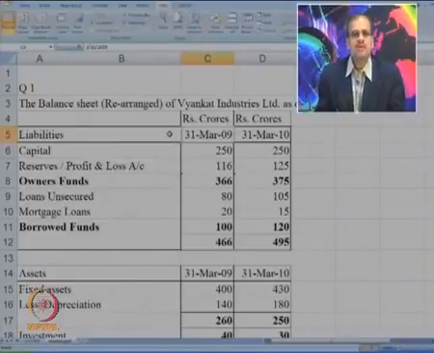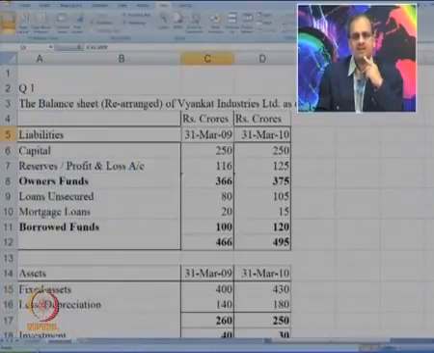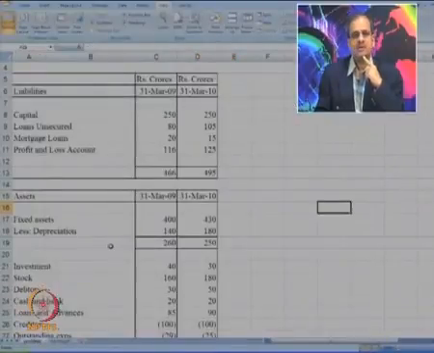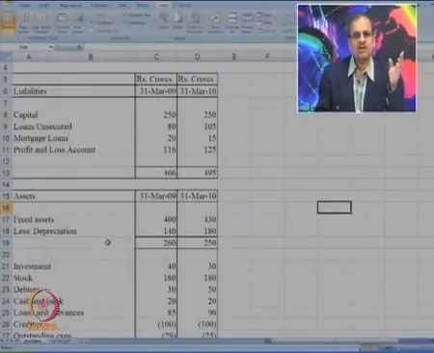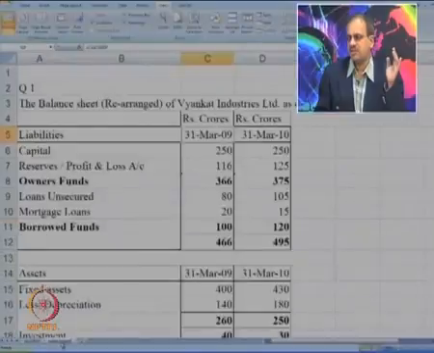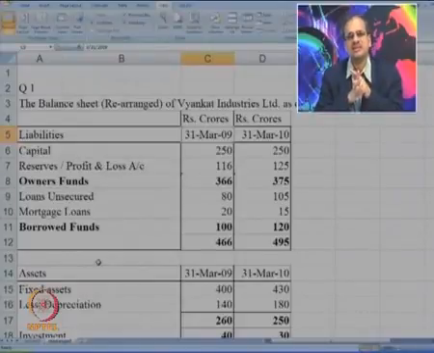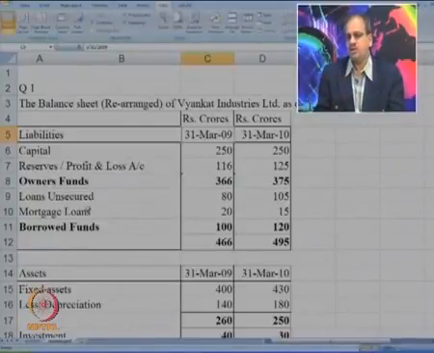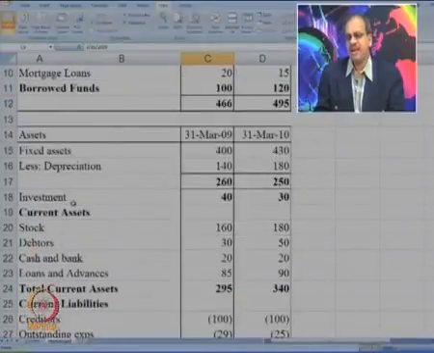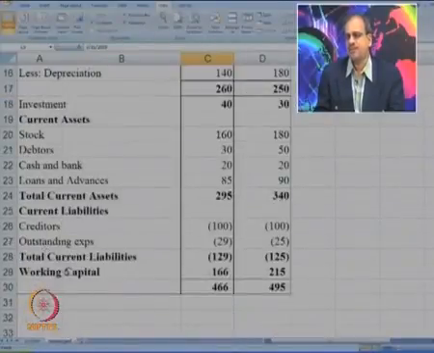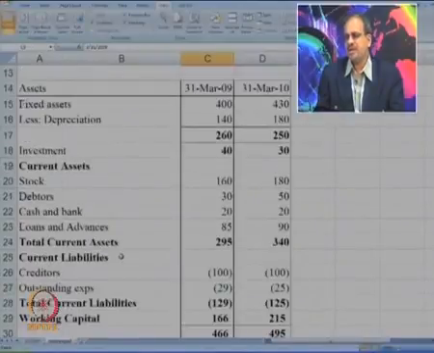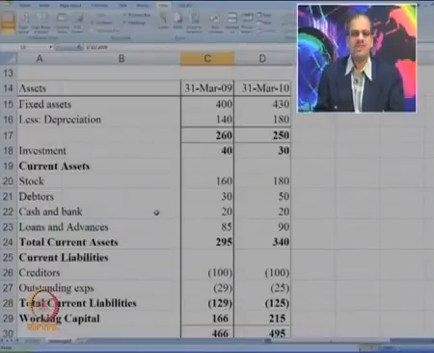Okay. So what has been done now? You can compare the earlier one and this one. In the earlier one, just the information about capital, loan, etc. was given. Now it has been rearranged systematically. So you come to know what are the owner's funds and what are the borrowed funds. So capital plus reserves are taken, and loan, unsecured loan, mortgage loan, you get the borrowed funds. Same way in the assets also slight rearrangement has been done. So you know the working capital, investments and fixed assets.